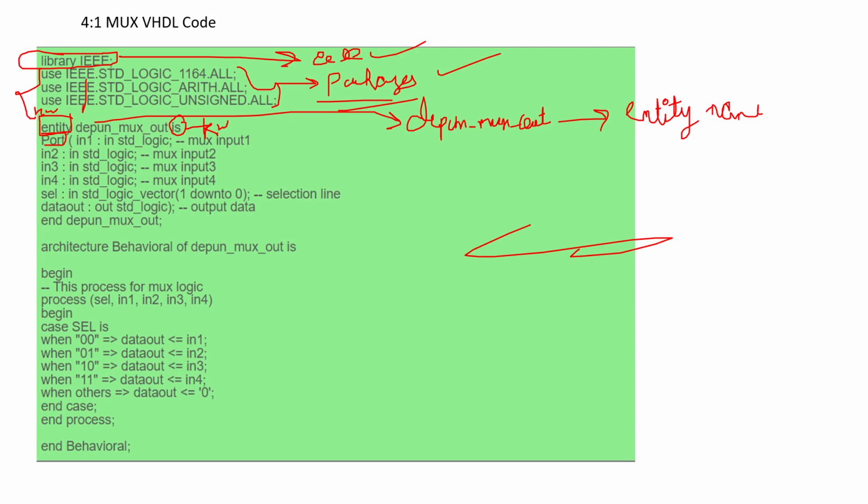So I have input name as input one. Basically a 4 to 1 mux is something like this: 1, 2, 3, 4. Two select lines S1, S0, and one output Y. So I have input one, that is input. This defines the input, and then std_logic, which means that it's a 1 bit data.